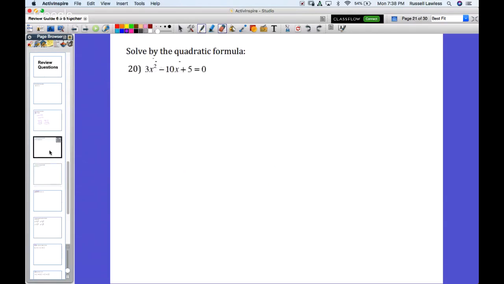I'm not working out a quadratic formula because we've already worked out 2 of them, so you've seen it. Just make sure for the quadratic formula, the polynomial must equal 0 before you do it. It's got to equal 0.